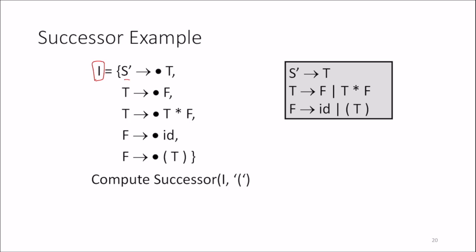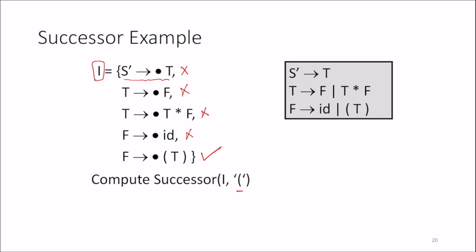Remember, we started off with S prime goes to dot T, and then we computed the closure of this, and we did it over and over again until we couldn't add any more to this set. And now let's compute the successor on this set based on the open parenthesis. Now if you look at each of these, this one doesn't have an open parenthesis. The dot is not before an open parenthesis. This one isn't. This one isn't. This one isn't. This last one is the only one that has a dot before the open parenthesis.